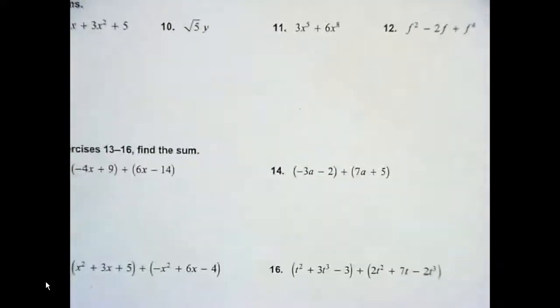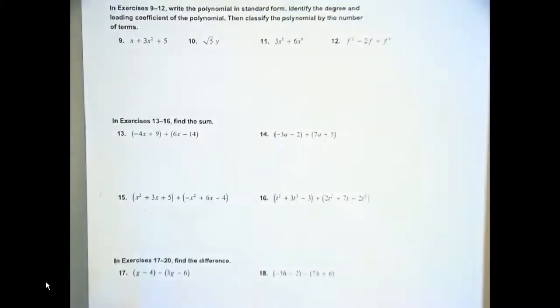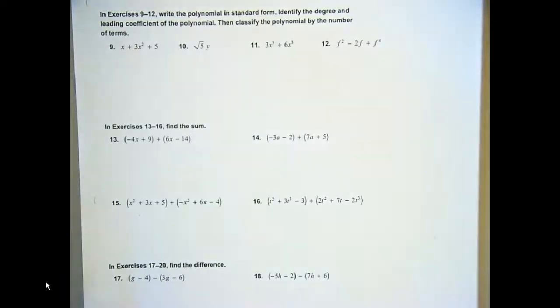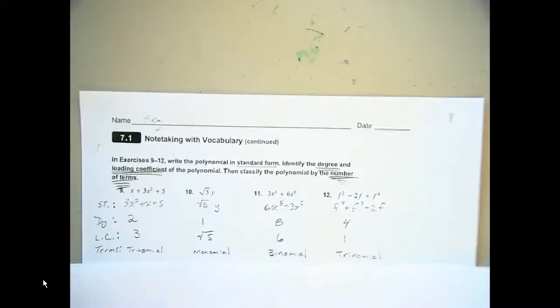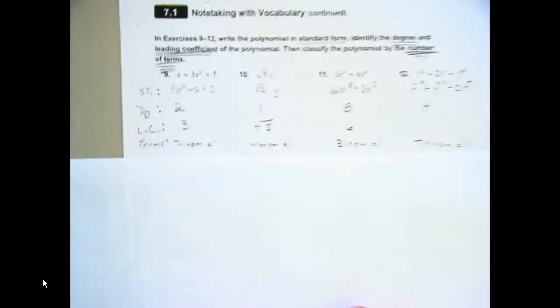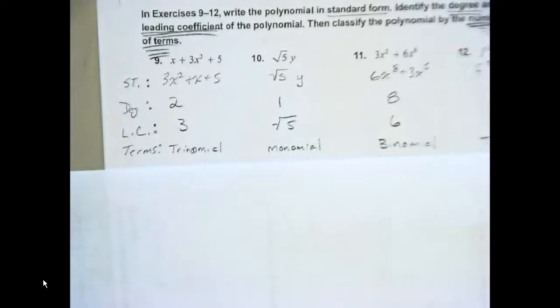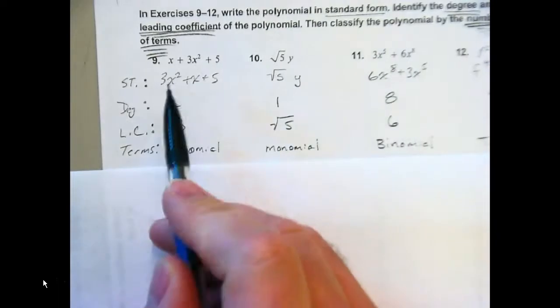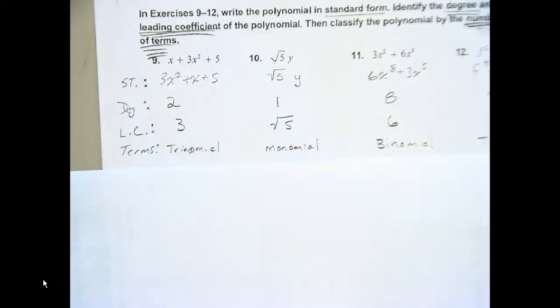Numbers 9 through 12. Off you go. Next page, page 208. Okay, here we go. Number 9. Degree is 2. Leading coefficient is 3. Trinomial. In standard form, you've got to have 3x squared plus x plus 5.